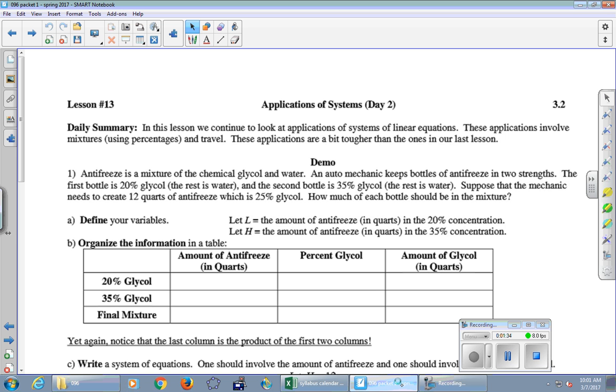Okay, so here we are on page 105. No, we're finishing up the old packet right now. We'll talk about the new packet later during the period. Okay, our daily summary, page 105. In this lesson, we continue to look at applications of systems of linear equations. These applications involve mixtures using percentages and travel. I mentioned last time, these applications are a bit tougher than the ones in our last lesson.